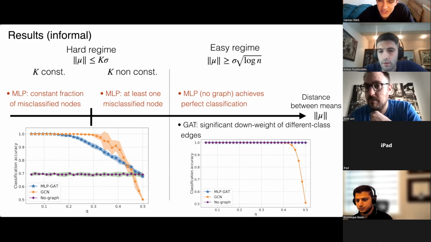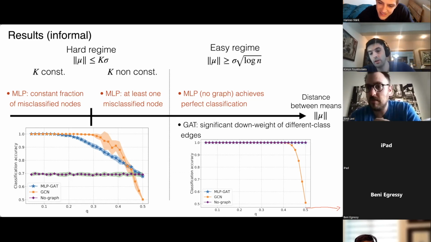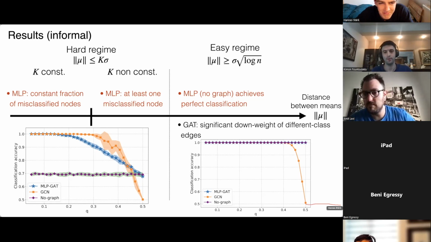The question is just, if we go with Q further in this direction, how will the plot look? Oh, like beyond, if Q is larger than P? Yes, exactly. If Q is larger than P, then this is complete noise. Basically, you have way more inter-edges on expectation than intra-edges. So what will... It should just be 50-50, no?